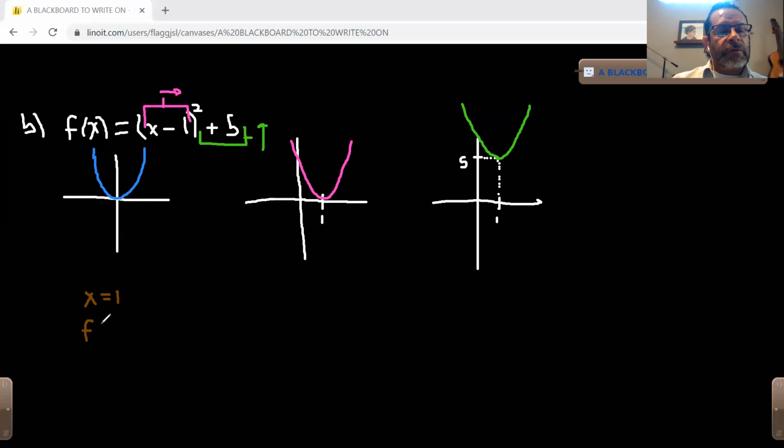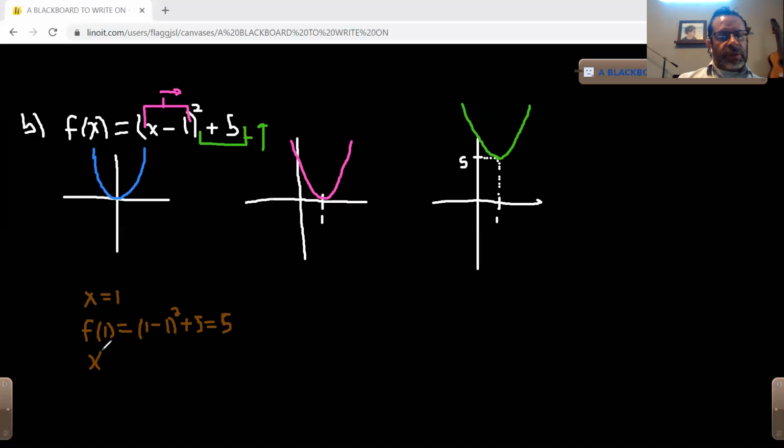So f of 1, and 1 I can do that because that's part of the domain. This would be 1 minus 1 elevated to the square plus 5. This would be equal to 5.